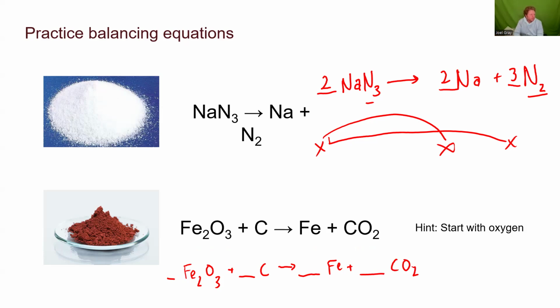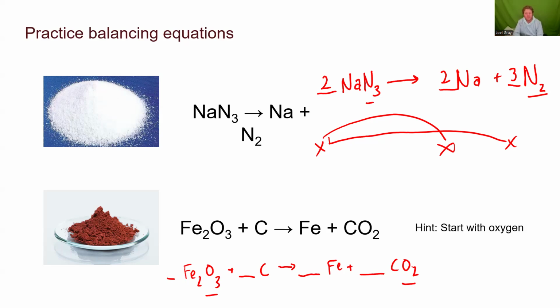Now, let's see, Fe2O3. I've got 2 iron, 3 oxygen, 1 carbon. Then I've got 1 iron, I've got 1 carbon, and 2 oxygens. I always like to kind of survey the landscape. And then, just as a recommendation, it can be a good idea to start with oxygens. I've got 2 on my product side, 3 on my reactant side.